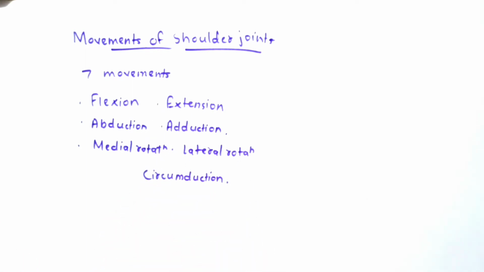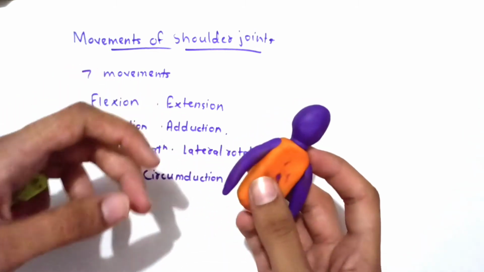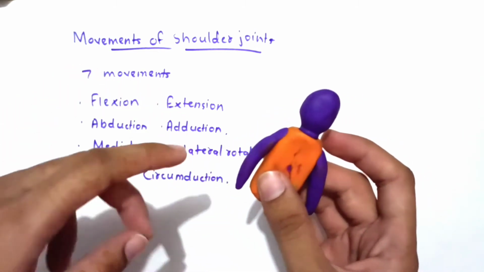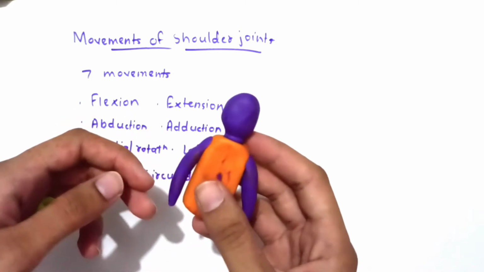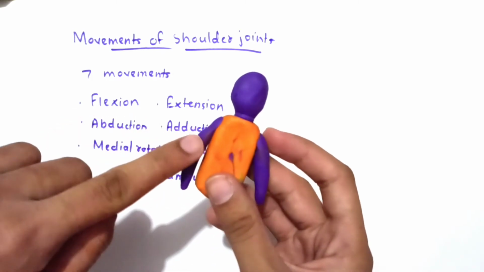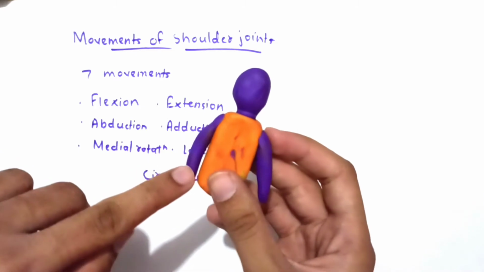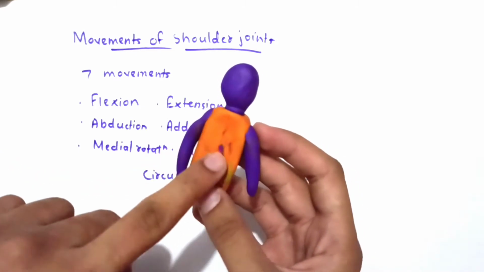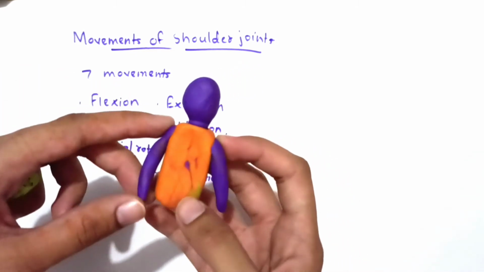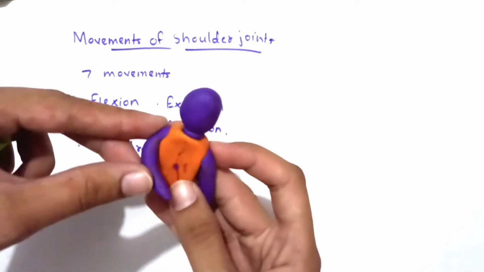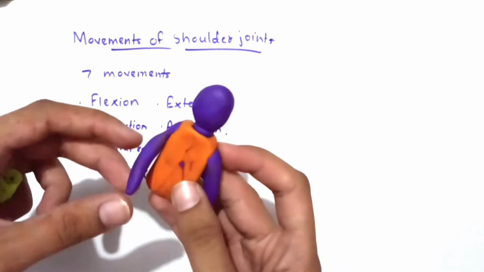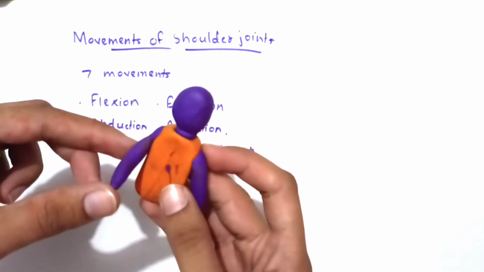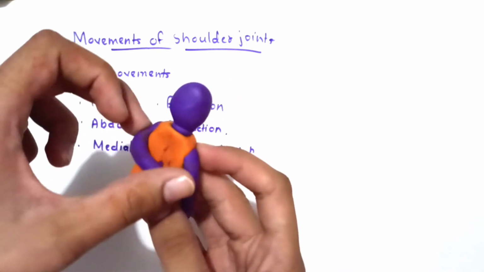So to explain the movements clearly, I have made this little model. The flexion is basically when two flexor surfaces come closer to each other. So this is the flexor surface of your arm and this is the flexor or ventral surface of your body. When these two come in contact with each other like this or like this, this is the flexion.